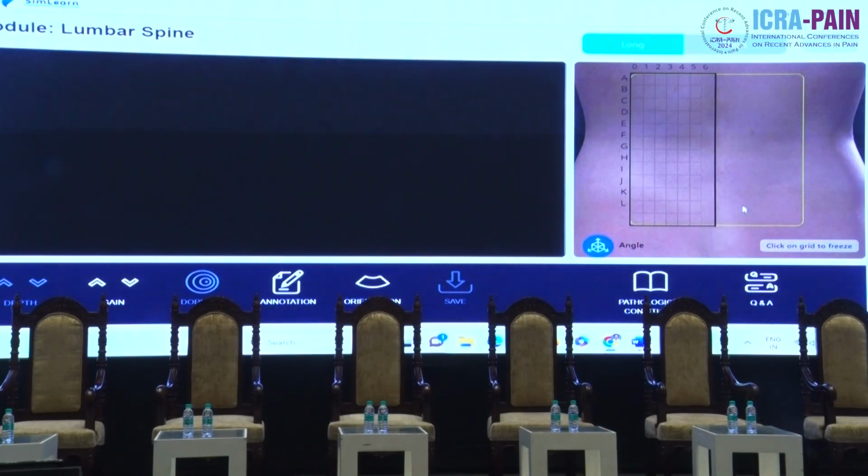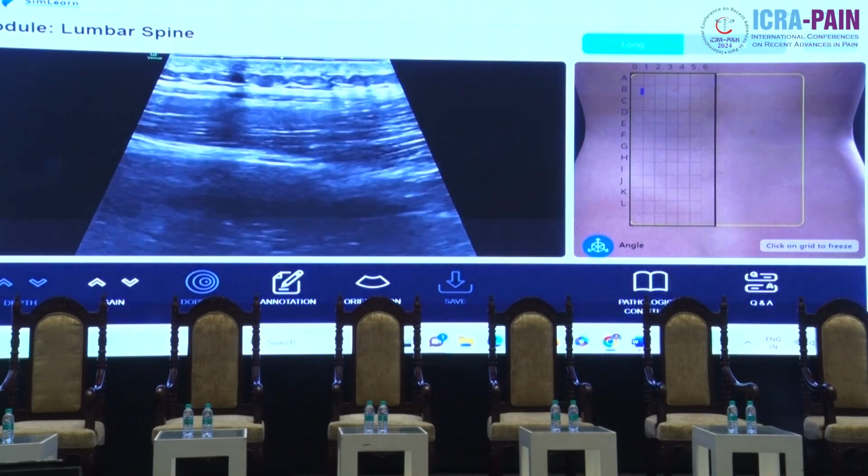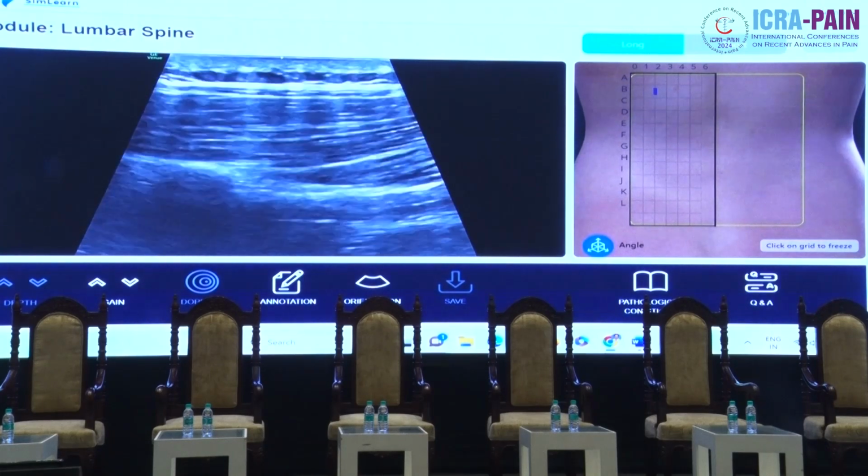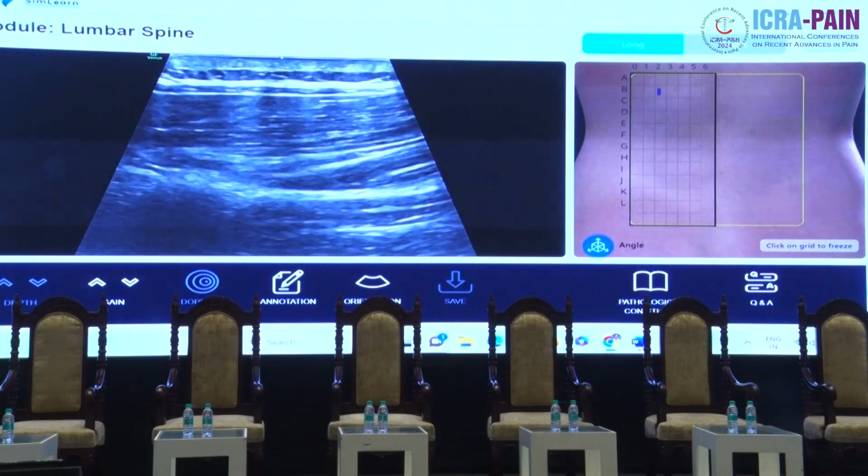Okay, so it is unfrozen now. Now you see, I was initially here. My cursor was in the lateral part of the grid, so I was able to see the latissimus dorsi, the deep fascia, the posterior thoracolumbar fascia, QL, then iliocostalis and QL. Now see, I am going more medially. So what is happening? Let me freeze it here and let me annotate here.